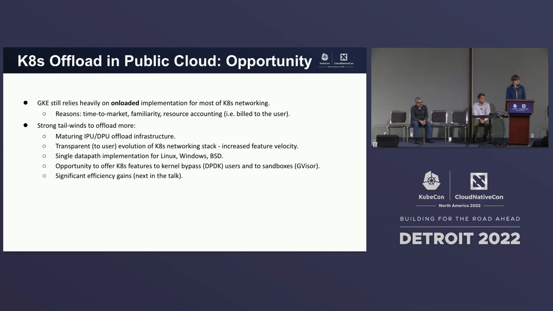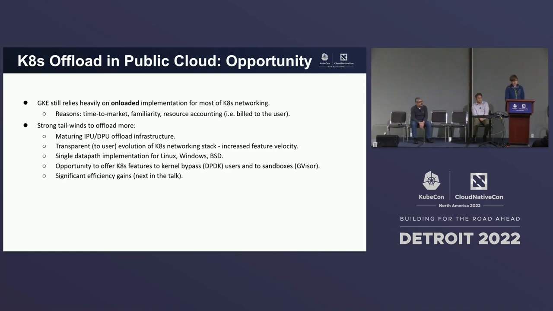But there are very strong tailwinds to offload more. There are numerous reasons, as we discussed in a few previous slides, but a couple of things I'd like to highlight are the maturing offloads for VPC networking, which gives us time to pay attention to Kubernetes offloads. One thing that for me personally is the most important is feature velocity, and we get that if we can transparently evolve the implementation of Kubernetes networking features independently from the guest OS and guest stack. That allows us to roll much faster.